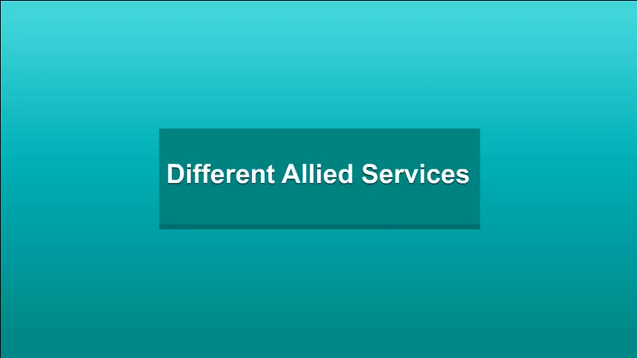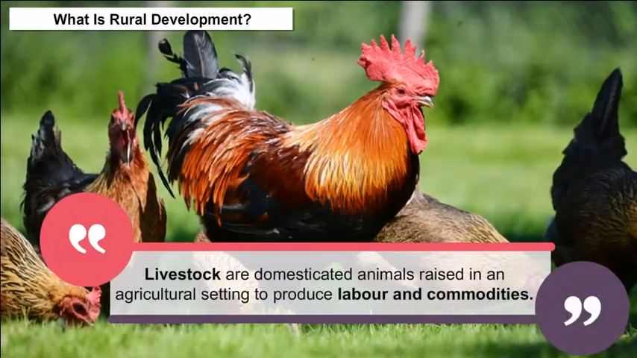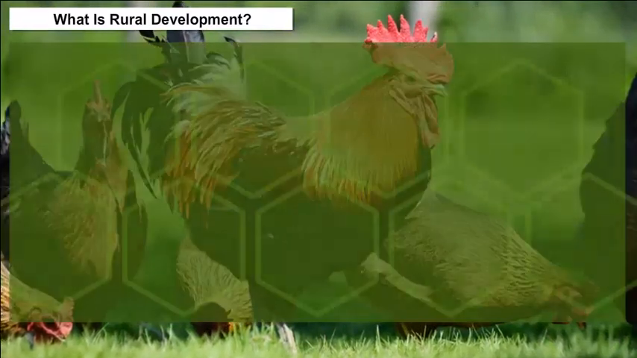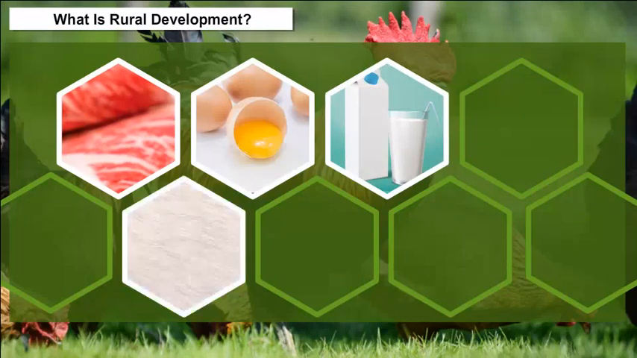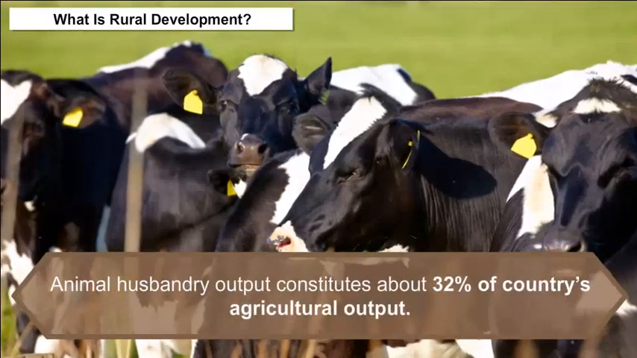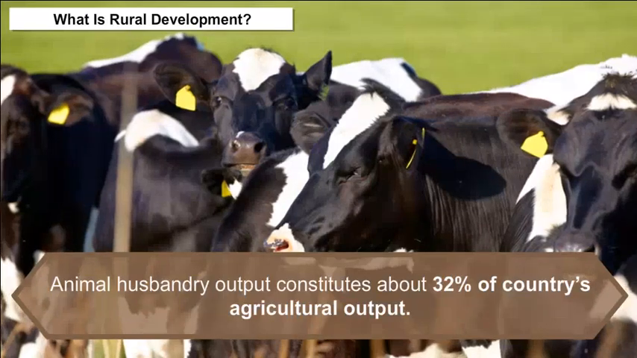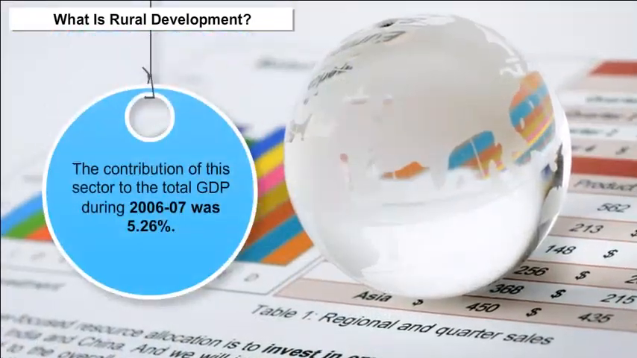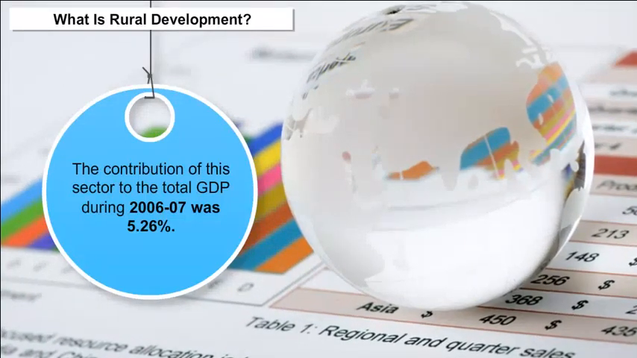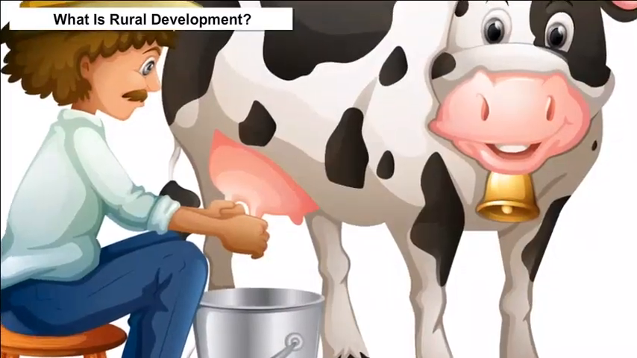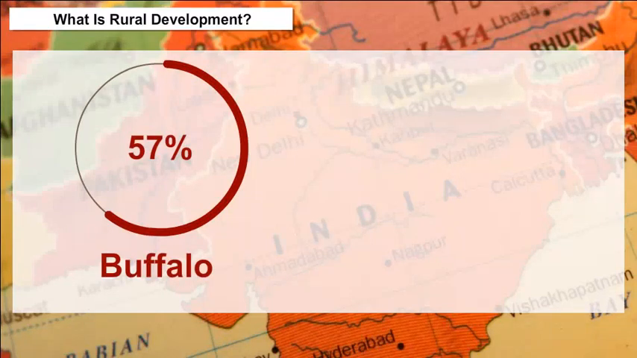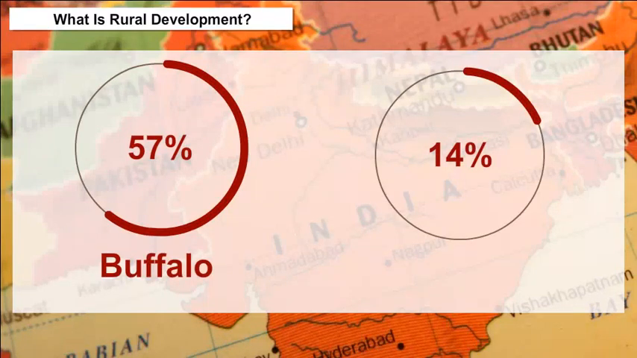Different allied services. Livestock are domesticated animals raised in an agricultural setting to produce labor and commodities such as meat, eggs, milk, fur, leather and wool. Animal husbandry output constitutes about 32% of the country's agricultural output. The contribution of this sector to the total GDP during 2006-2007 was 5.26%. Moreover, India is the highest producer of milk. The country accounts for 57% of the world's buffalo population and 14% of the cattle population.